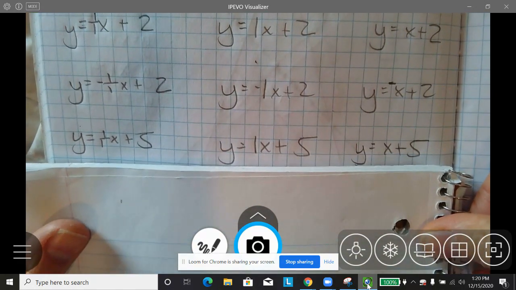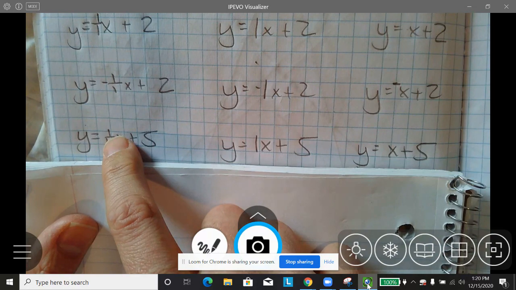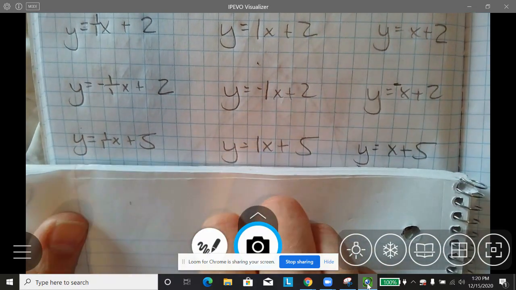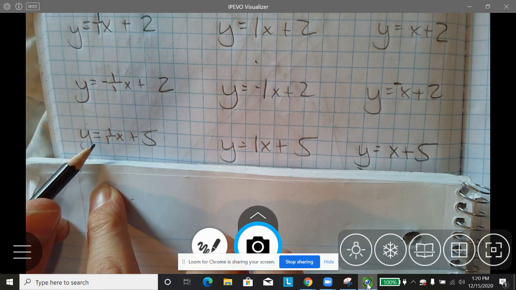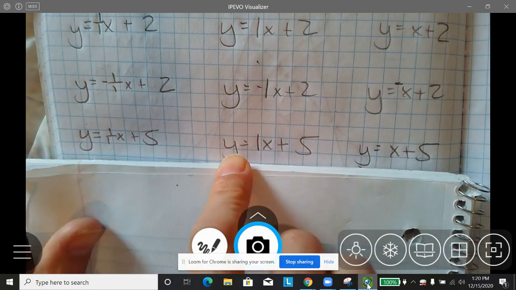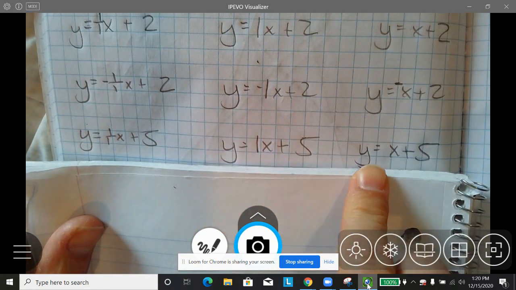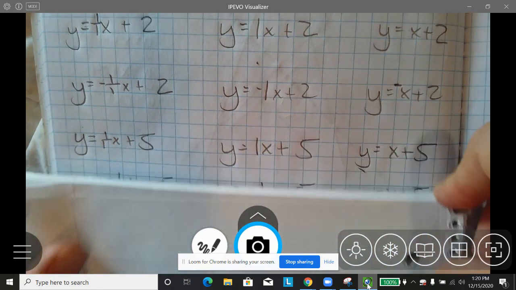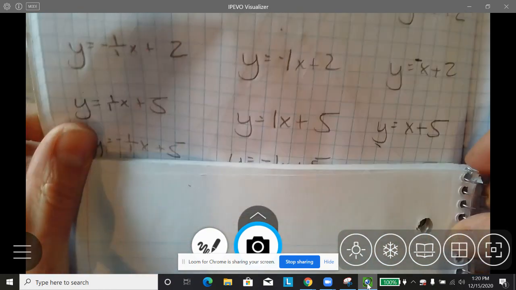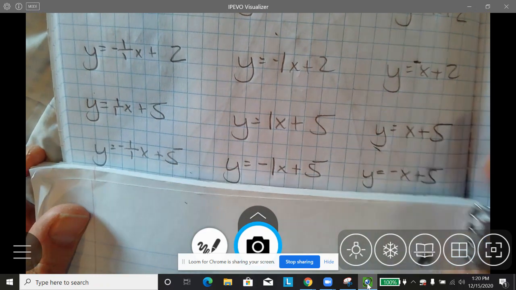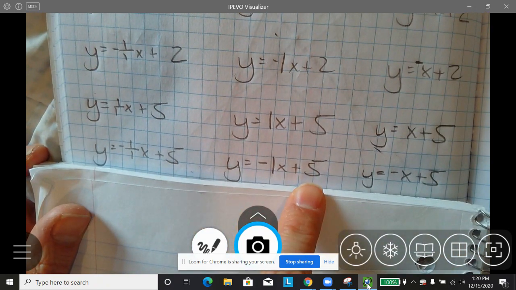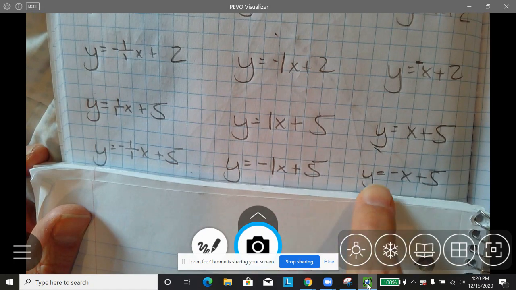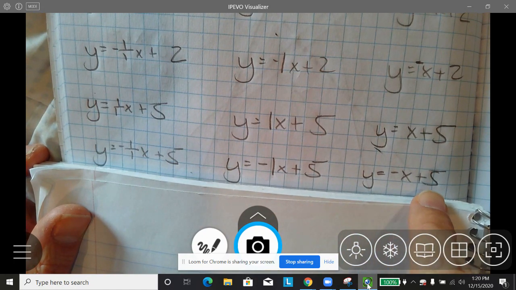The second to last line we're going to graph is 1 over 1x plus 5. So again, we have a slope of 1. So you might see it as 1x plus 5 or just x plus 5. And the last line we're going to graph is negative 1 over 1x plus 5, meaning we could graph it as negative 1x plus 5 or negative x plus 5.